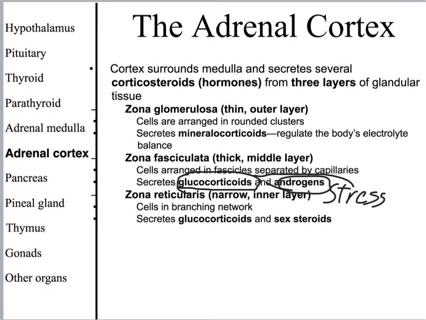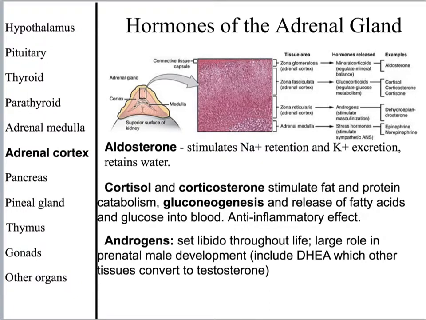The zona reticularis, which is the innermost layer, also secretes glucocorticoids and sex steroids, including the precursor of testosterone. So to just put a little bit more detail on that, right? The zona glomerulosa secretes mineralocorticoids. The main mineralocorticoid is aldosterone. This is something that we're going to talk about more when we talk about the renal system. It's going to have a lot of effect there.